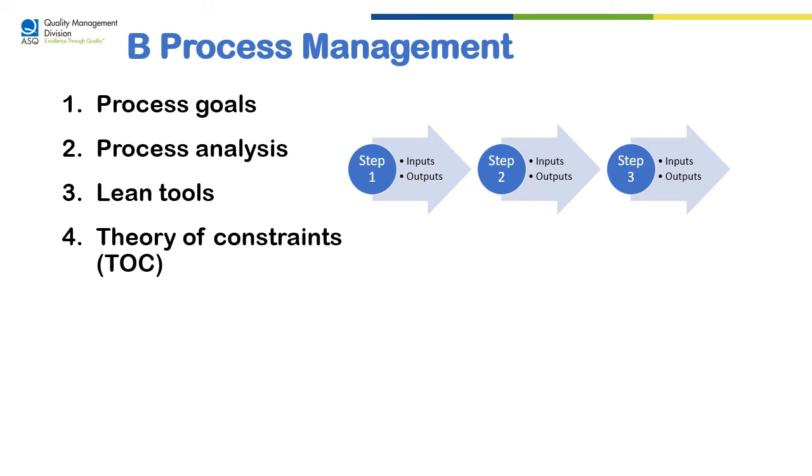Lean is another broad category of tools. These tools in Lean are used in conjunction with other tools, but they have their own special type here in Lean. 5S, just in time, Kanban, value stream mapping. Quick changeover, sometimes referred to as single minute exchange of die, or SMED. Poka-yoke, or mistake proofing.